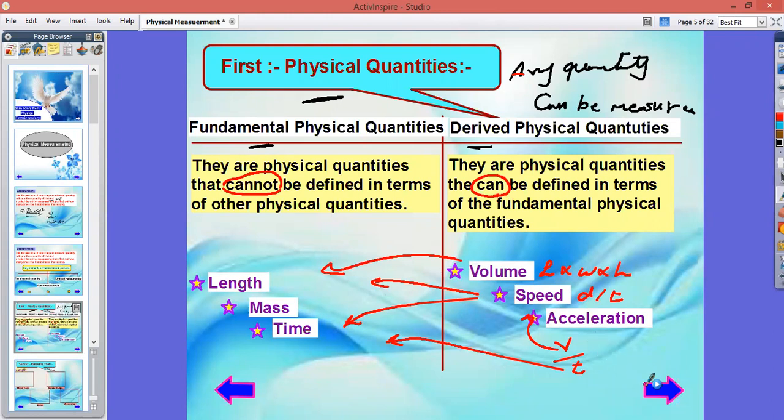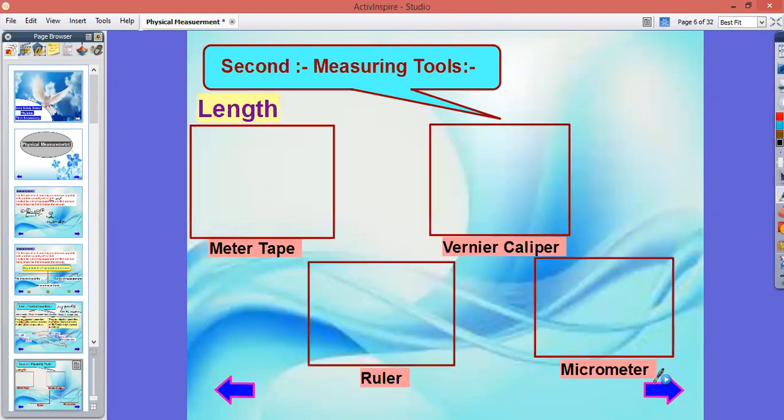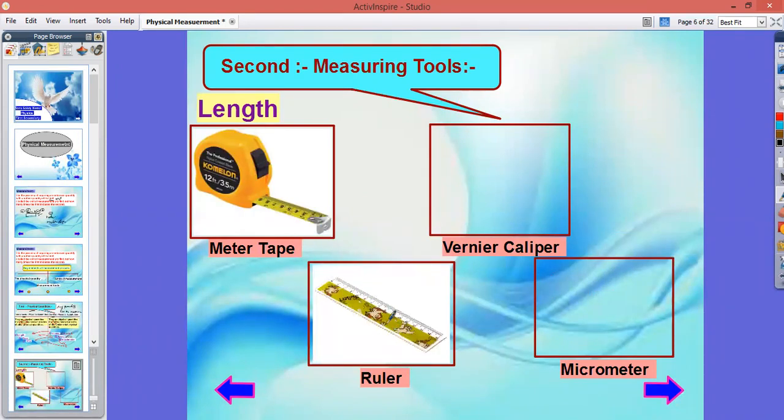Okay, now we'll talk about the measuring tools. We need many tools to measure the length, many tools to measure the mass, many tools to measure the time, and so on. What are the measuring tools used to measure the length? We have four tools. Number one, meter tape. All of us know the meter tape. Number two, ruler. Both of them are the common measuring tools to measure length.